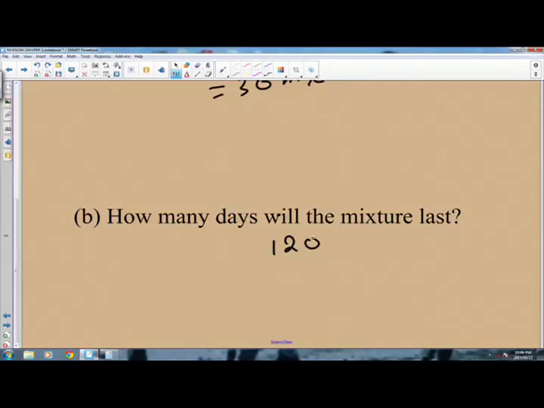120 divided by 30 ml, and this will be, the 0 here cancels the 0 over here, 3 here once, 3 into 12 is 4. So the cough mixture will take 4 days to last. This is how long the cough mixture will take. It will take only 4 days.